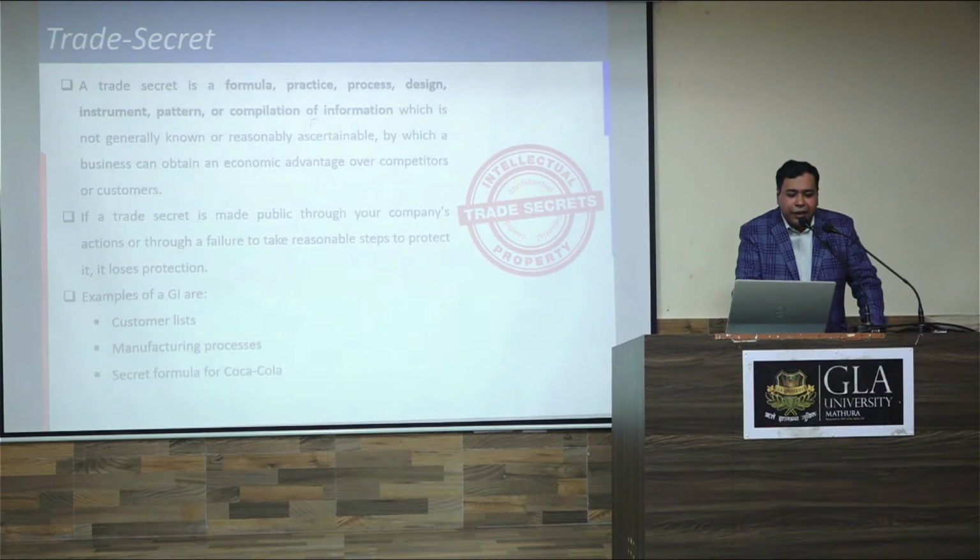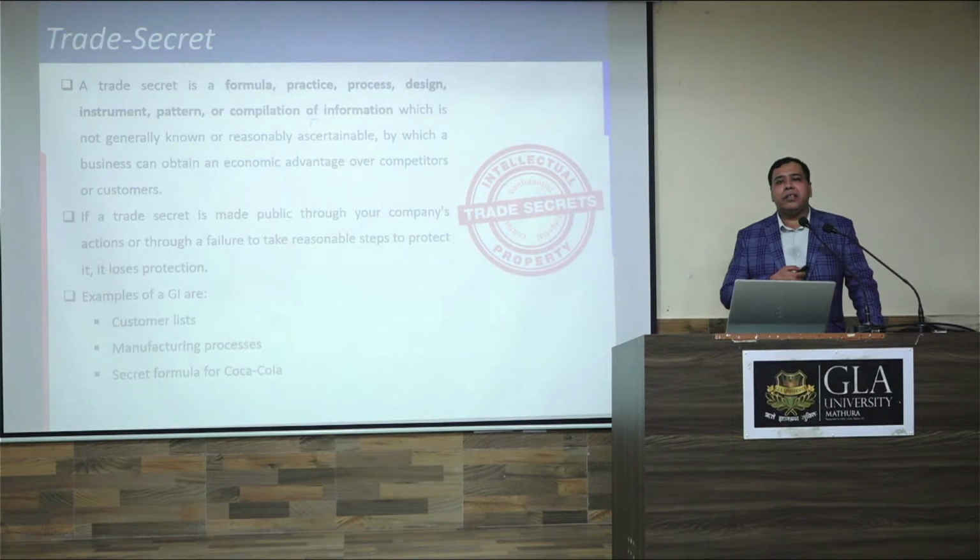Some of the examples could be the formula of Coca-Cola, a customer list, or any particular unique manufacturing process that you do not disclose to the public. So all of that would act as a trade secret. So in my company, let's say, the list of customers or list of clients would act as a trade secret for me, because I don't want to share information about my clients with my competitors.